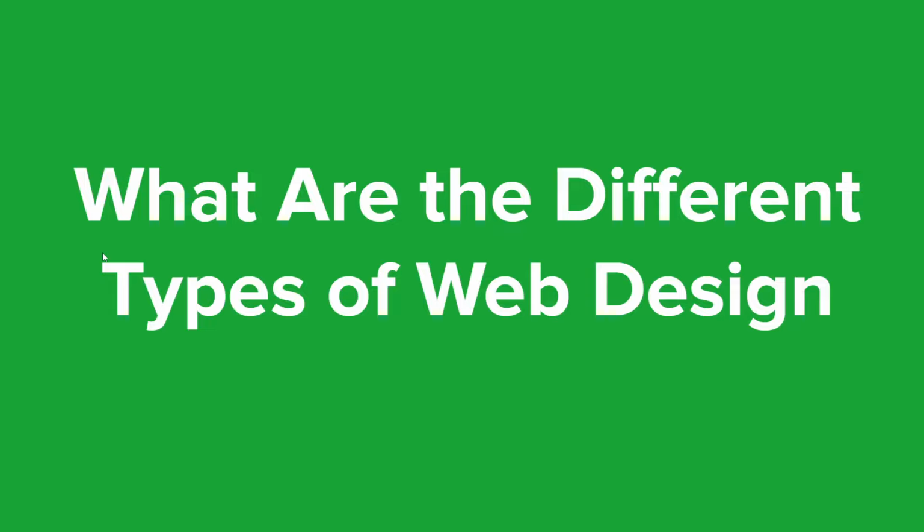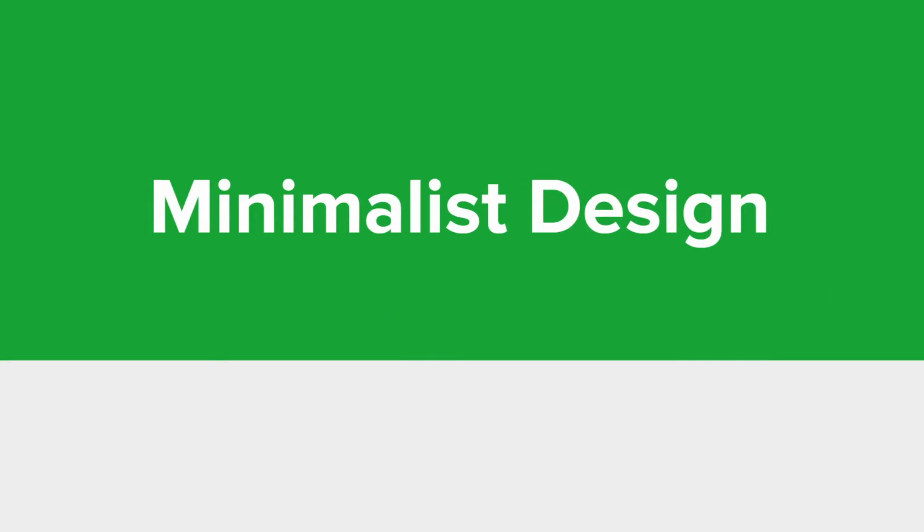So what are the different types of web design? One of the types of web design is a minimalist design. A minimalist design features a simple layout, limited color palette, and minimal use of graphics or other visual elements. A really good example of a website using minimalist design is Apple.